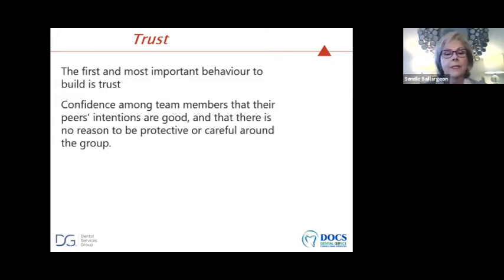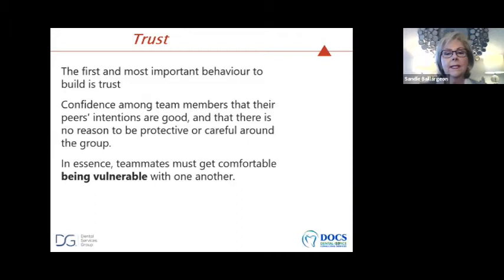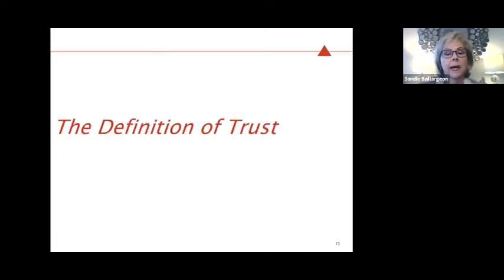Confidence among team members that their peers' intentions are good and that there's no reason to be protective or careful around the group. That's really important. In essence, team members must get comfortable in being vulnerable with one another. So being able to admit mistakes or to accept other people's faults as well as your own faults. So that's a key factor in this. I'm going to let Patrick Lencioni go through the definition of trust.